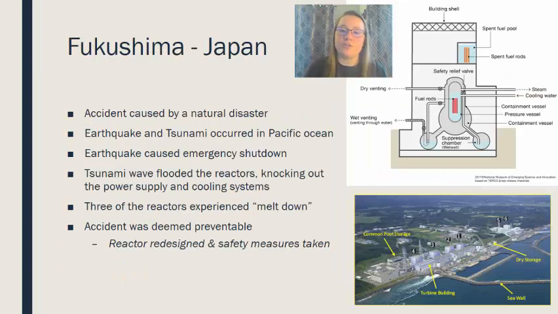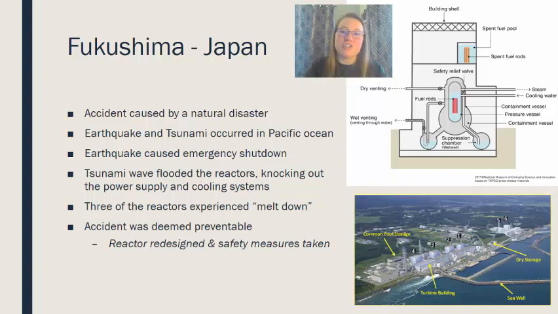The third nuclear accident happened in Fukushima, Japan, and this was actually caused by a natural disaster. This also emitted some radiation into the environment. So what happened is there was an earthquake just off of the coast of Japan. That earthquake was measured at the power plant, and it triggered the emergency shutdown. Shortly after the earthquake, there was a tsunami, so that large wave came and hit the shoreline.